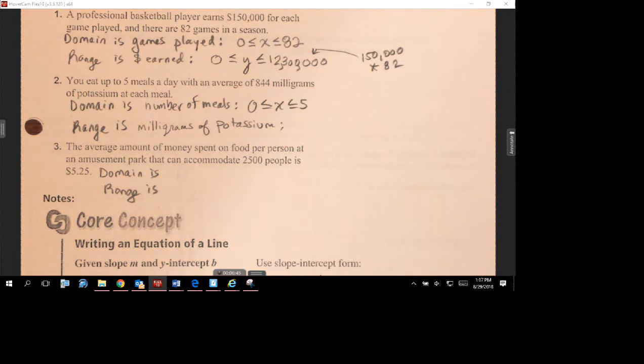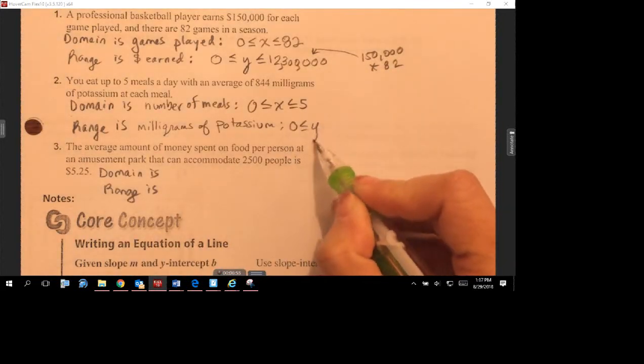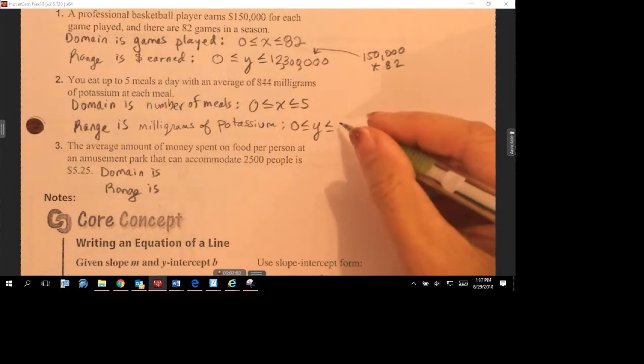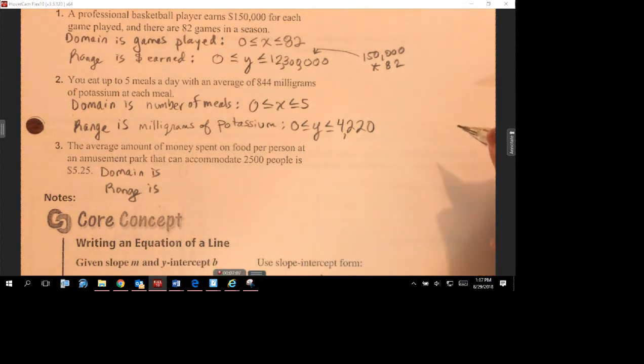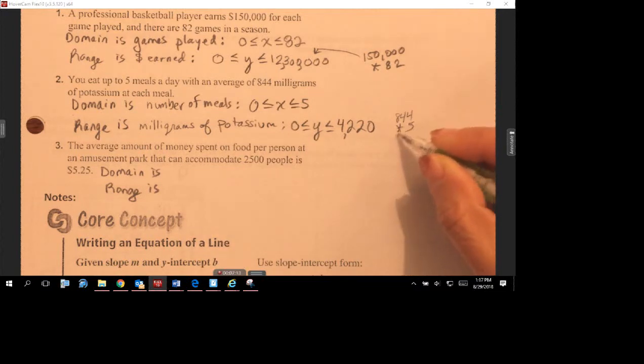And the range would be the milligrams of potassium. If we eat 0 meals, how much potassium do we have? 0. So 0 ≤ y ≤ what's the maximum that we're going to have? You tell me again? 4,220? And how'd you get that other one? Okay. 844 times 5.